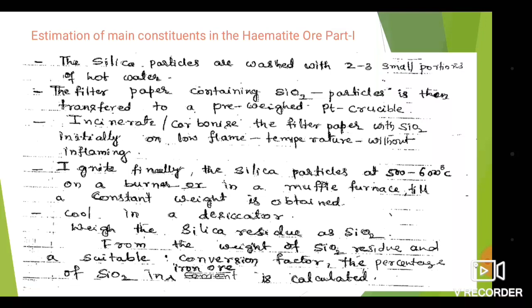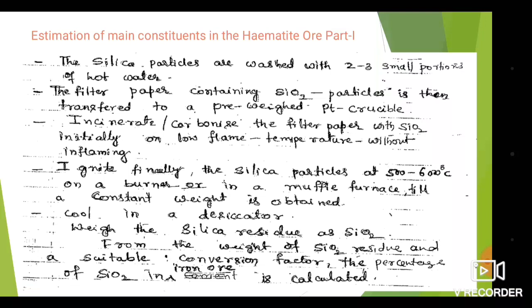It is first incinerated and carbonized on a low flame, and after that it is ignited at about 500 to 600 degrees Celsius in the muffle furnace. Heating is continued until a constant weight is obtained. Cool in a desiccator, and after cooling, weigh the substance. Whatever the weight of this silica ash is, it is nothing but the amount of SiO2 present in the given hematite ore.